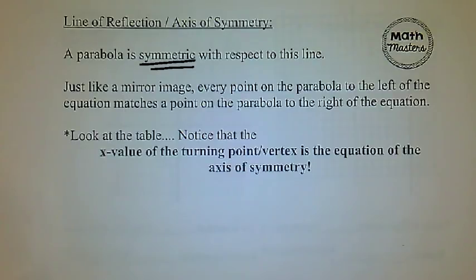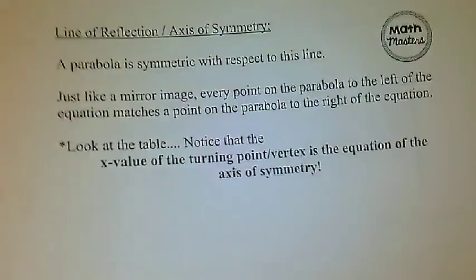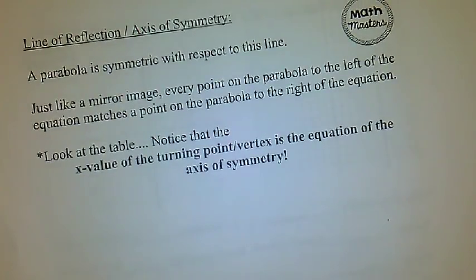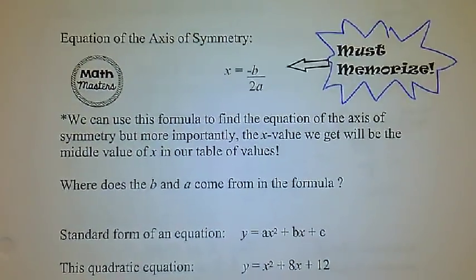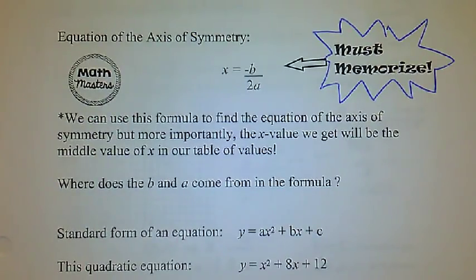If you were to look at the table, you notice that the x value of the turning point, the vertex, is the axis of symmetry. So the equation of the axis of symmetry is x equals -b over 2a. So please put that on your paper. Okay? So we can use this by finding the b and the a.